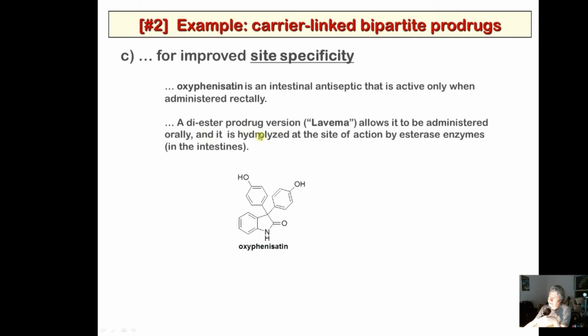So people created a diester prodrug version, which allows it to be administered orally. Then it gets hydrolyzed in the intestines, which is pretty remarkable, by esterase enzymes, and then it's active as an antiseptic drug. So the prodrug is basically just the diacetate version. So this is orally active, and it serves as an intestinal antiseptic drug.